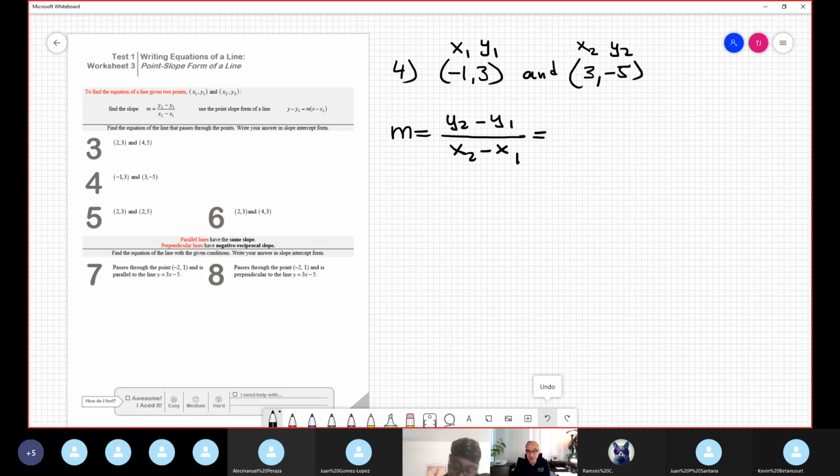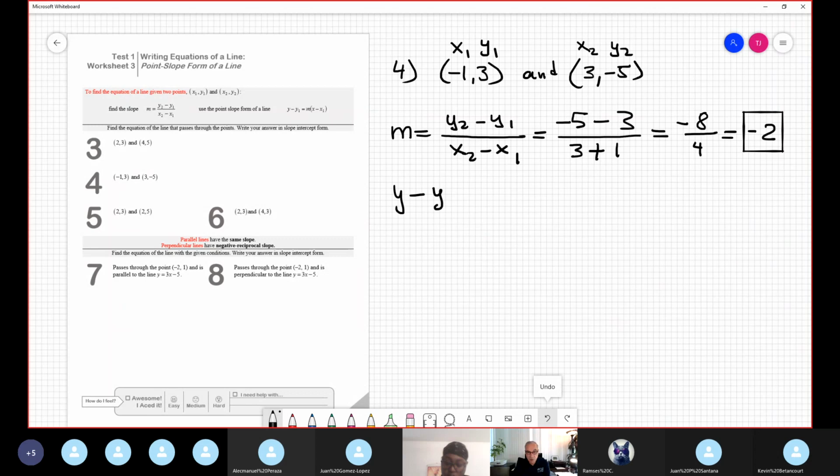Y2 is -5 minus Y1, which is +3. But my formula has a minus, so it stays negative. X2 is +3 minus X1, which is -1, so the double negative becomes positive. On the top we have -8, on the bottom we have +4. The division is 2, but of course -2. This is the slope.